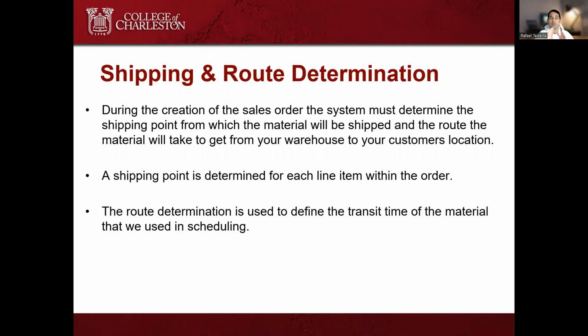During this process, we're going to figure out what the shipping is going to be, which route the materials are going to take. A shipping point is going to be determined for each line item within the order. Each product, each material that is being sold has to come from a certain location, maybe a warehouse or a distribution center, maybe a distribution center in Charleston or one in Atlanta. Depending on where the materials are and where they're going, the shipping point may be different. The route determination is used to define the transit time of the material that we use in scheduling.